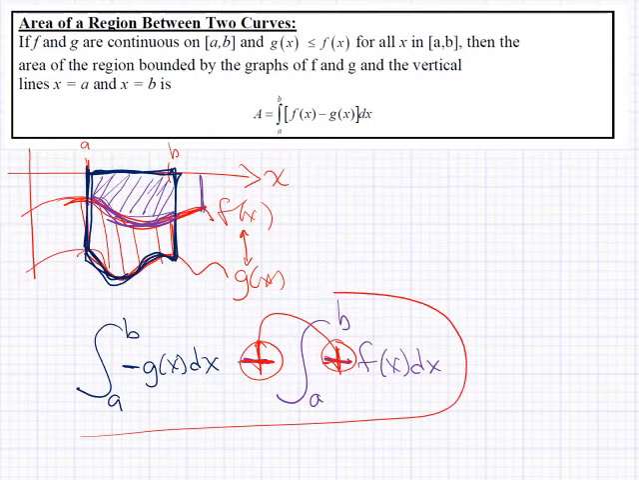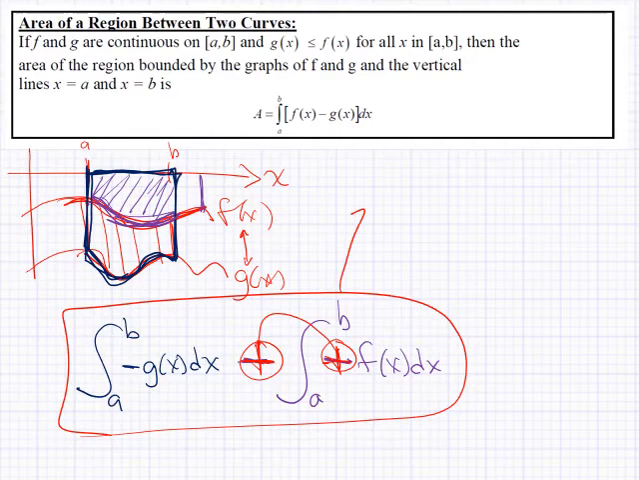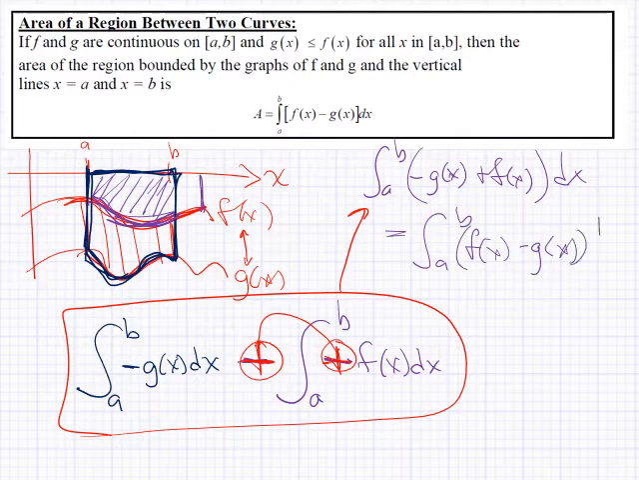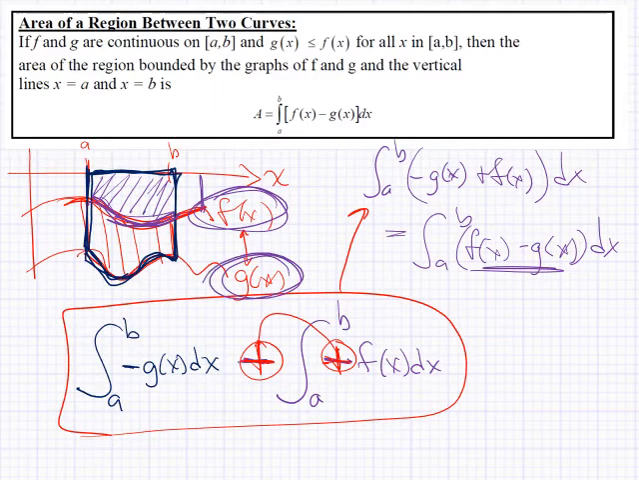And if we then put these two integrals together, we would get the integral from a to b of negative g of x plus f of x dx. Well, negative g of x plus f of x, isn't that the same thing as f of x minus g of x dx? And you still see, look, we're subtracting the functions, and we're still subtracting the top function minus the bottom function.